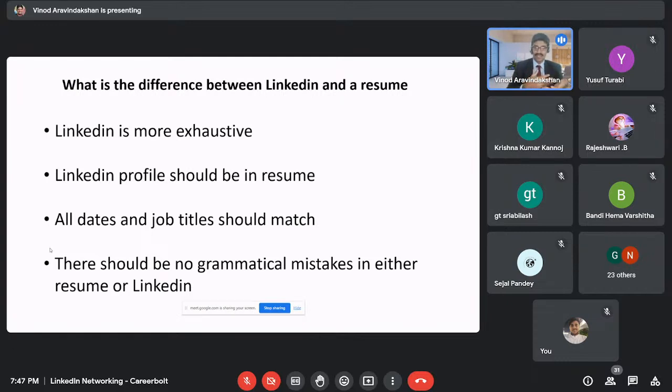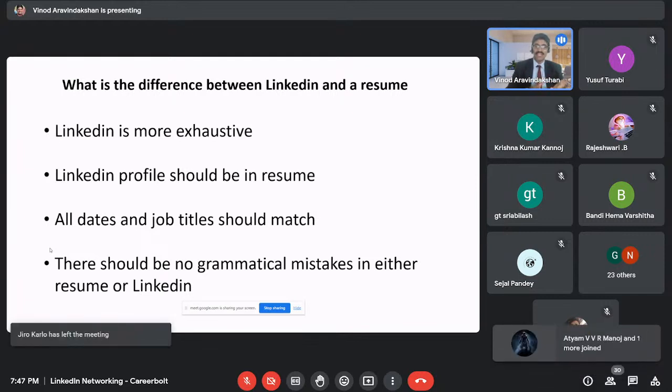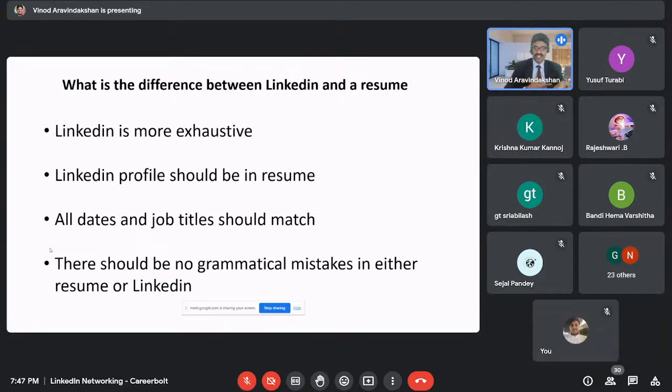If there are grammatical errors, typographical errors, or issues with fonts and all that, it's an immediate reject, because they want people who are detail driven, who do not make mistakes. So any small mistake on the resume or LinkedIn can have a very big impact. So please check, recheck, check again, do it 3, 4 times.